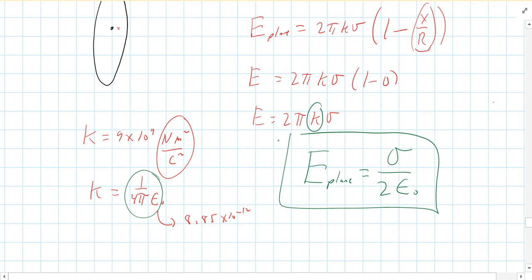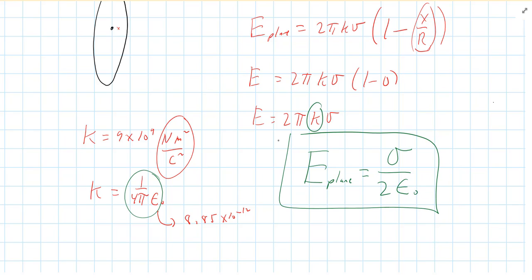Now, having said that, there's a peculiarity about this equation that I hope you guys have noticed. It's constant. The electric field does not vary with distance in any way. In our other examples, there was always some variation with angle or distance or something.